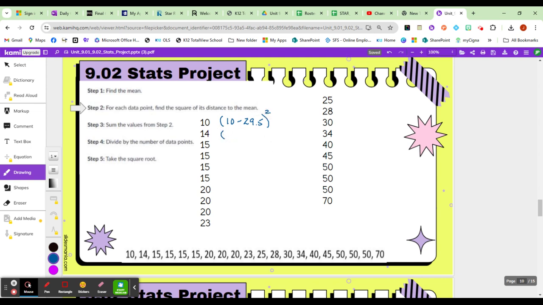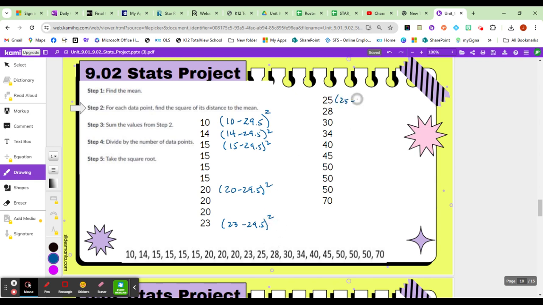Then you're going to do 14 minus 29.5, and then square that. You're going to do 15 minus 29.5, and then square that. There's no reason to do it again for all the 15s, so just do that once. Move down to 20, subtract your mean, square that. Again, no reason to do that for the next two 20s. Move down to 23, minus your mean, subtract and square that. And then 25 is different.